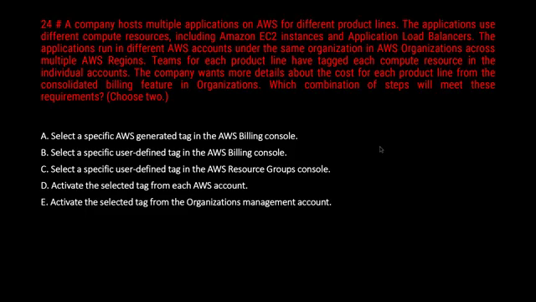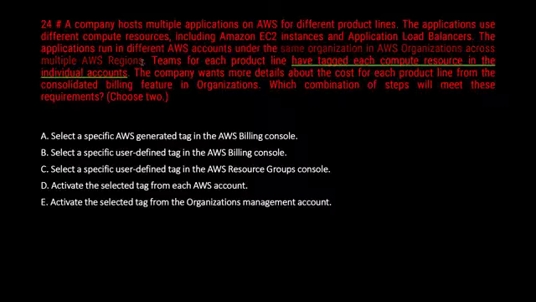Question 24. A company hosts multiple applications on AWS for different product lines. The applications use different compute resources, including EC2 instances and application load balancers. The applications run in different AWS accounts under the same organization in AWS Organizations across multiple AWS regions. Teams for each product line have tagged each compute resource in individual accounts.